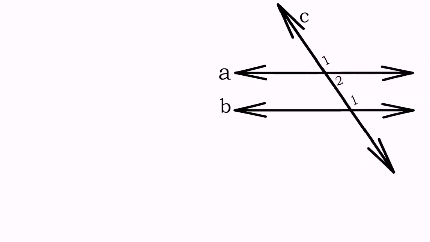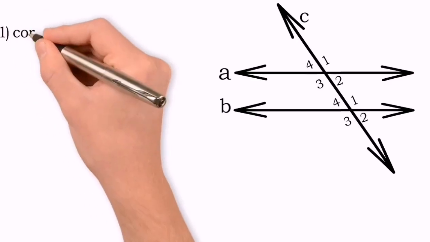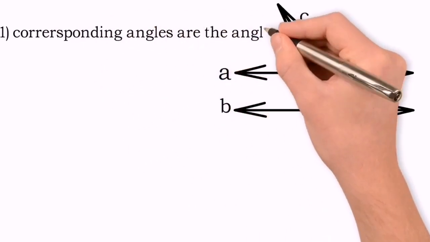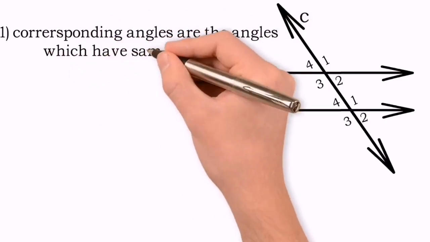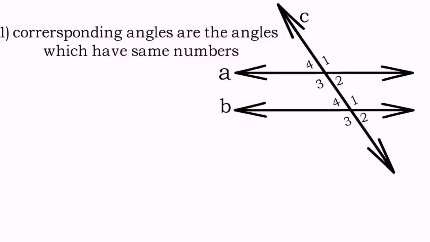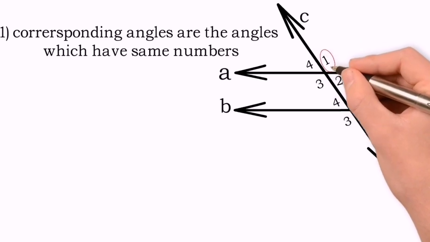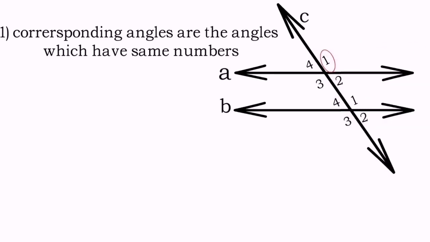Okay, so let's try to understand how to find these angles in the diagram. Presently a diagram is given, and try to memorize the numbering that I gave here, in the clockwise direction, 1 2 3 4, 1 2 3 4, and we are going to find the corresponding angles with the help of these numbers. Always keep it in mind, the angles with the same numbers are nothing but the corresponding angles. Angle number 1 at the top, angle number 1 at the bottom, right?